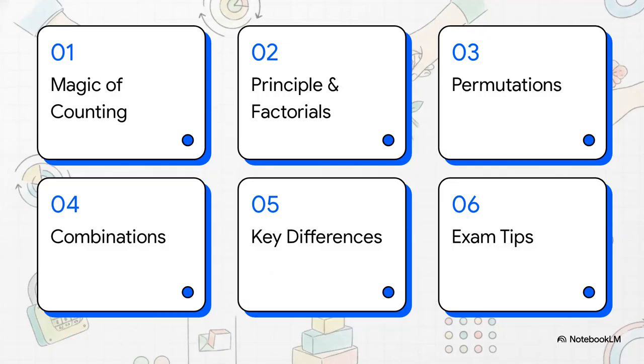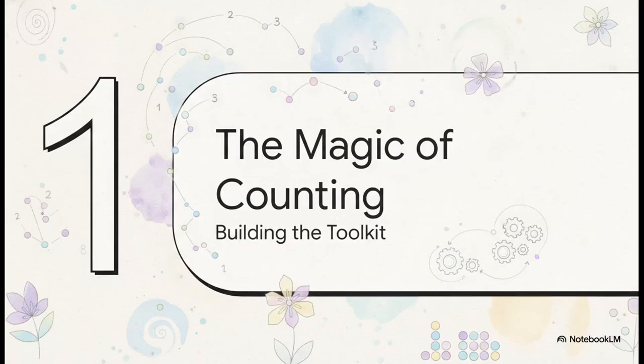To get us there, here is our game plan for today. We'll start with the magic of counting, then hit the fundamental principle and factorials. After that, we'll break down permutations, then combinations, highlight the key differences, and finally, wrap up with some crucial exam tips. All right, part one, the magic of counting.